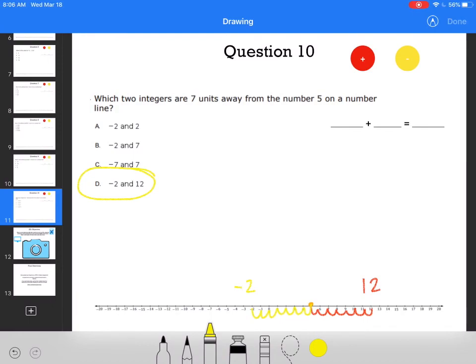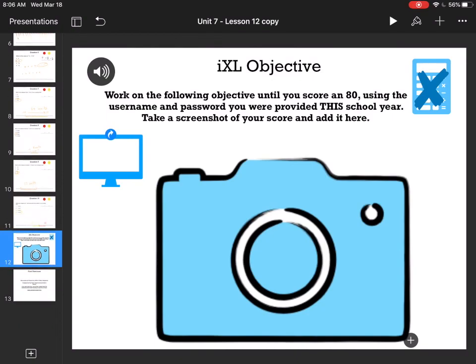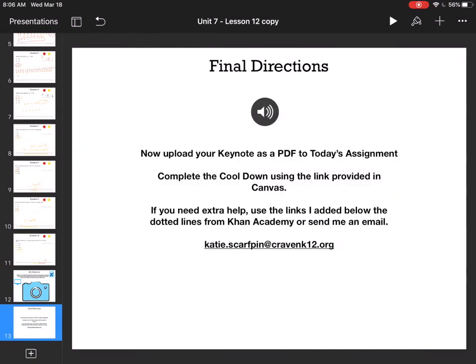So from here, I want you to move into your IXL objective, and I really do not want you to use a calculator. For these types of questions on the EOG and for any other test, you're not going to be able to use a calculator. You're going to turn in your keynote from today with all the right answers on it. You're going to complete the cool down in Canvas. So I've put in a cool down for you because I want to see if any of this is clicking.